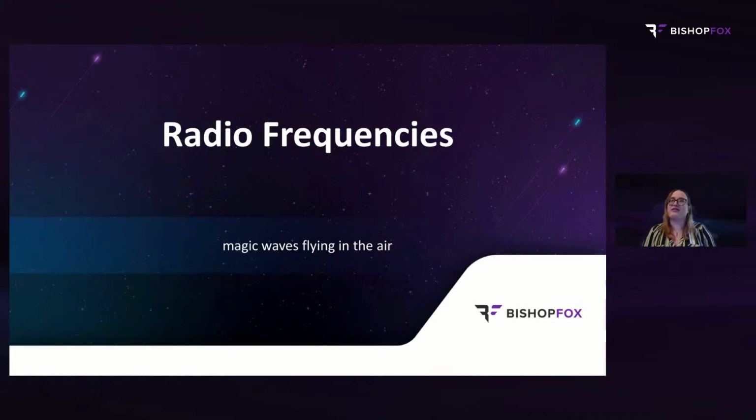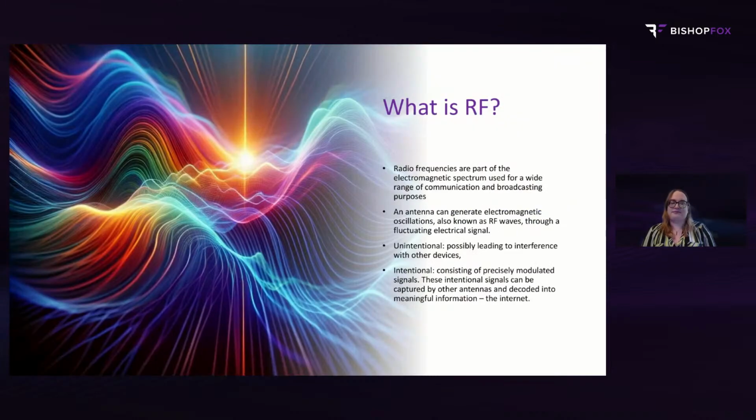So let's talk about radio frequencies, or RF. What is RF? RF is the part of the electromagnetic spectrum for a wide range of purposes, particularly for us, communication and broadcasting purposes. Antennas generate these electromagnetic oscillations, also known as RF waves. And this fluctuates the electronic signal, which allows us to bring audio, data, and other forms of information with it. We have unintentional interference and intentional interference, and the intentional is how we get our data and information across.